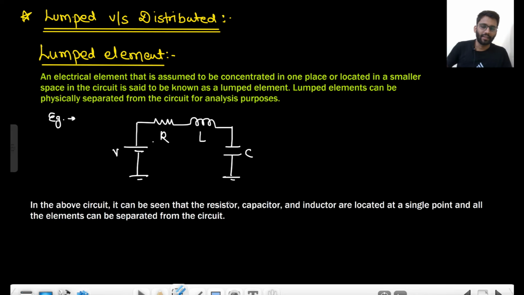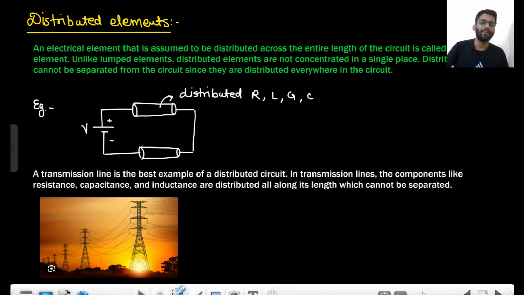In the above circuit, it can be seen that the resistor, capacitor, and inductors are located at a single point, and all the elements can be separated from the circuit. This is known as lumped elements. Now, what are distributed elements? Here you will not study about them, nor in analog electronics. But when you study EMFT and the transmission line in power system, you will get to know there is a term called transmission line.